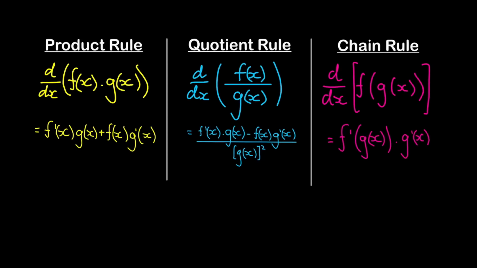Today we're looking at these three rules of differentiation: the product rule, quotient rule, and the chain rule. So feel free to take a picture or screenshot what's on screen now. These are the rules. We're going to be using them later in the example. So let me quickly explain them first.